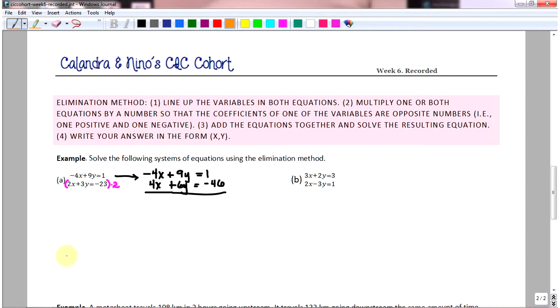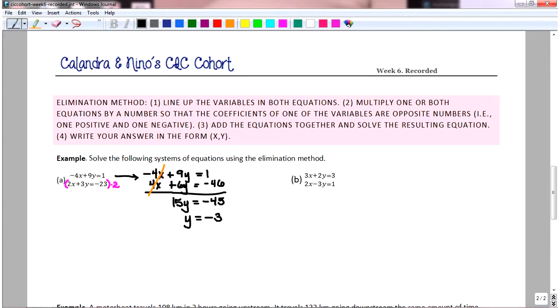So if we did that multiplication step correctly, one of the variables should cancel out, and we see the 4x's do. So now when I add 9y plus 6y, I get 15y is equal to negative 45. Now our last step is to divide both sides by 15, and we get that y is equal to negative 3.